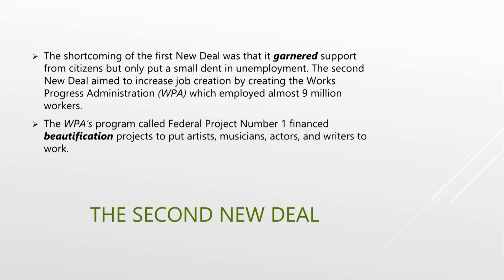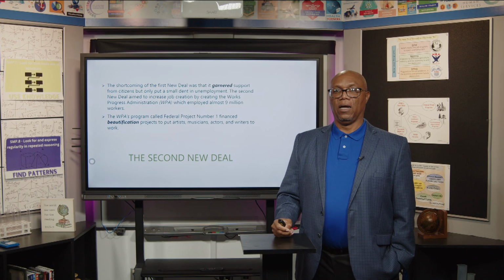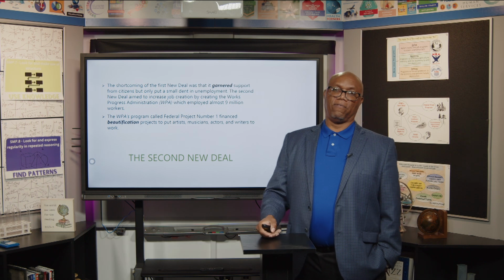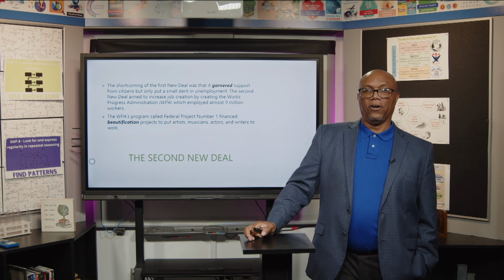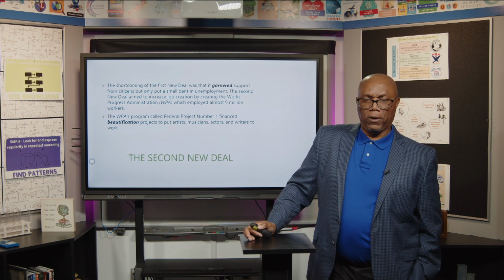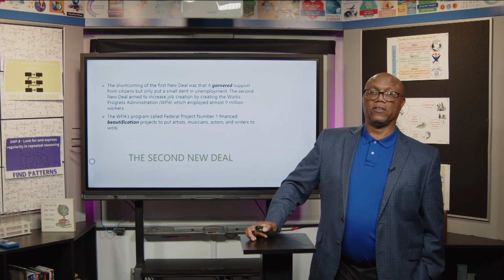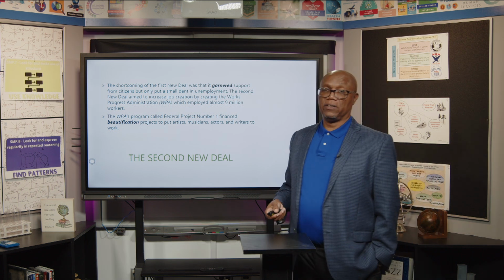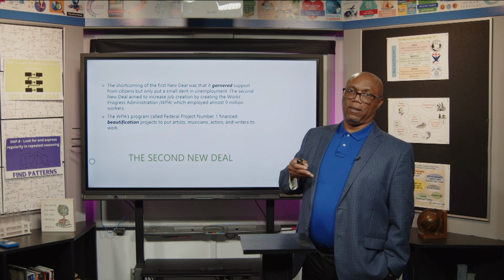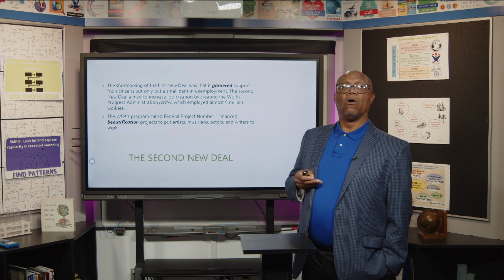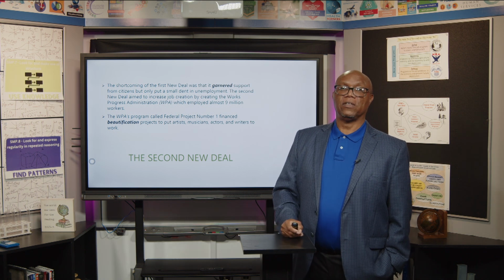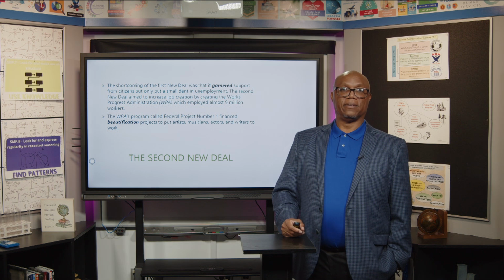The WPA program called for Federal Project Number 1. One of the parts of the WPA program was Federal Project Number 1. So even if you were an artist, a musician, or an actor, like Orson Welles, who becomes a very big movie producer later, and if you were a person that was more artistically inclined, FDR found places for you to work also. That would be beautification projects where they were painting pictures or murals on the sides of buildings, or putting on plays in communities that had never seen plays before.